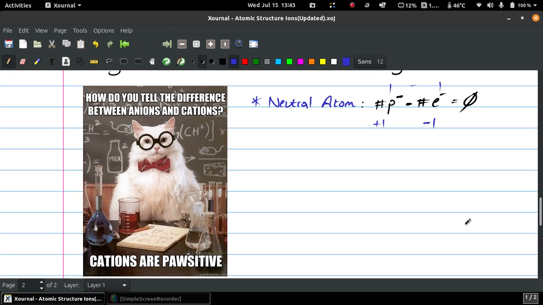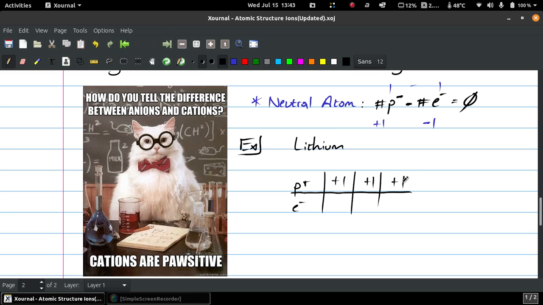So, lithium on the periodic table is number 3. This is our example. Okay, so on the periodic table in its ground state, it has 1 plus 1 plus 1, because it has 3 protons. It has to, it's lithium. But when it's neutral, it has 3 electrons.